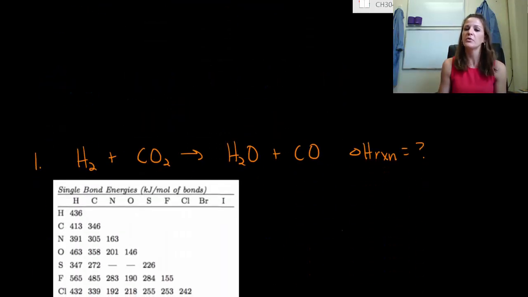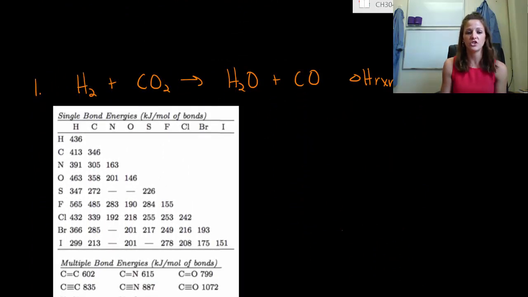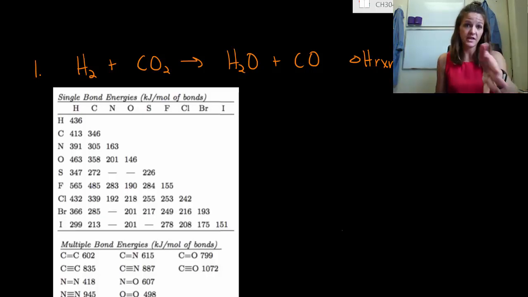So what I've done here is come up with a chemical equation for you, and I've also provided this chart so that you can use these specific values when calculating your delta H of your reaction. So we've got hydrogen plus carbon dioxide creating water and carbon monoxide, and I would like you to determine the delta H of the reaction using these specific values. Okay, don't look them up on another table. We want to have the same answer here. All right, go ahead and try it.